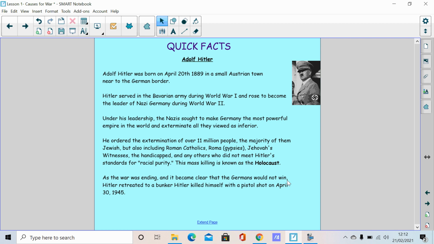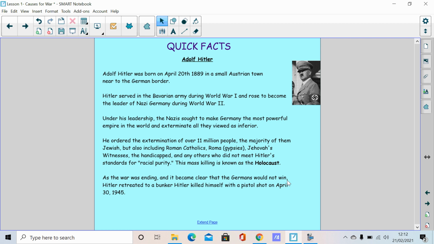So hopefully you've guessed right. This man here is Adolf Hitler, and he is a very big cause of why World War II began. Adolf Hitler was born on the 20th of April, 1889, in a small Austrian town near to the German border. So Adolf Hitler wasn't a true German. He wasn't a German citizen. He was Austrian, which is quite unique in the sense that he became the leader of the German party, basically, and led the country.